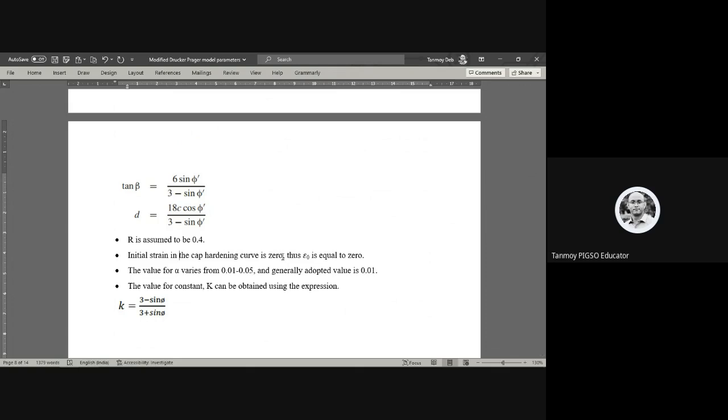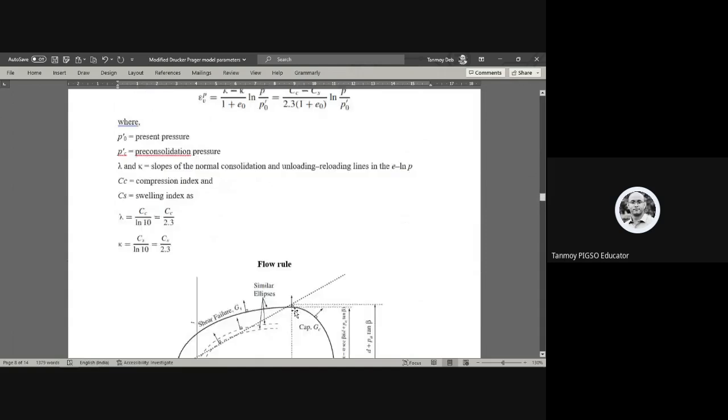So load is applied gradually till the elastic point, and then as it is increased, the plastic deformation takes place. It is assumed that the initial strain, epsilon zero, is zero, and alpha is a factor that controls the curvature of the cap. It is generally kept from 0.01 to 0.05, usually adopted as 0.01, and the value of k can be determined using (3 minus sin phi) by (3 plus sin phi), where phi is the friction angle.